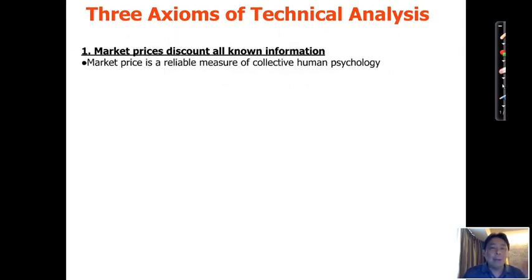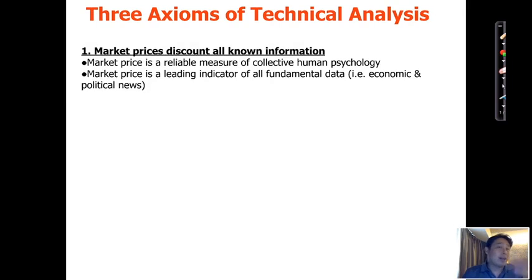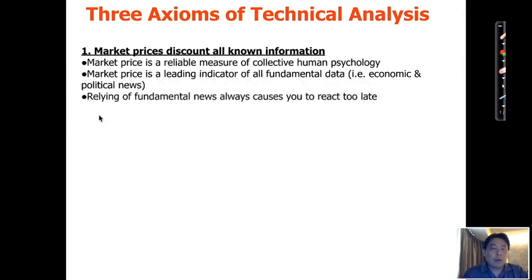So the market price is a reliable measure of collective human psychology. And like I said, market price is a leading indicator of all fundamental data, both economic and political data. So relying on fundamental news, right? Going long or going short, buying or selling based on news you read always causes you to react too late. And that's why the majority of people tend to buy at the end of the trend. By the time they read that, hey, the euro's going up and they buy, the euro has already gone up and they're buying at the top. By the time they're reading and they say the euro collapsed and they sell, the euro has already gone down. All right? So price gives us the immediate decision point, not the news.